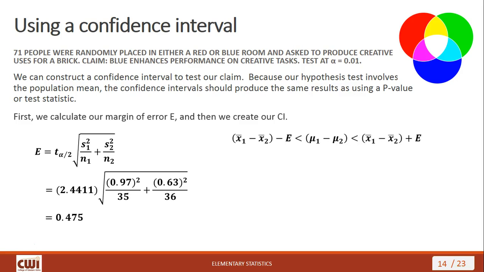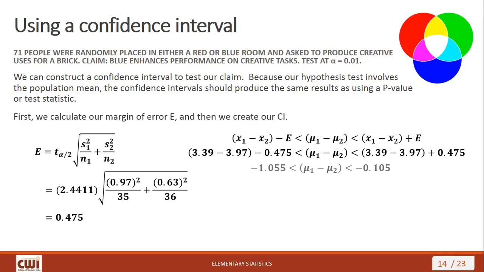Now we go to our general form, we substitute in what we know. So we have our two sample means and our margin of error. We put those into the equation for the general form, and out comes a lower limit of negative 1.055 and an upper limit of negative 0.105.